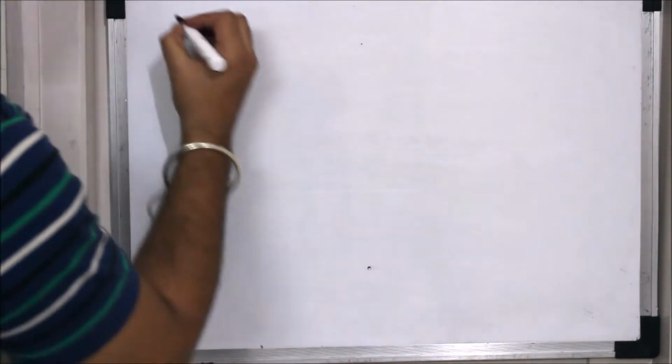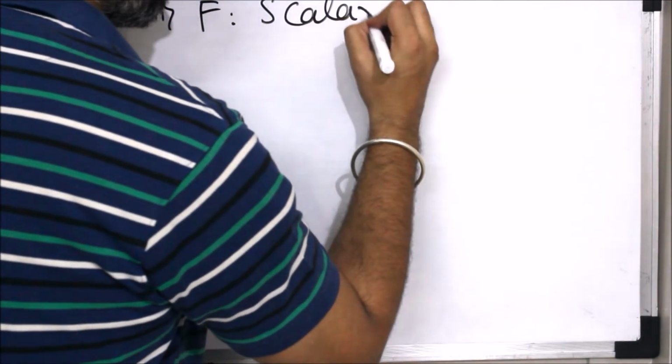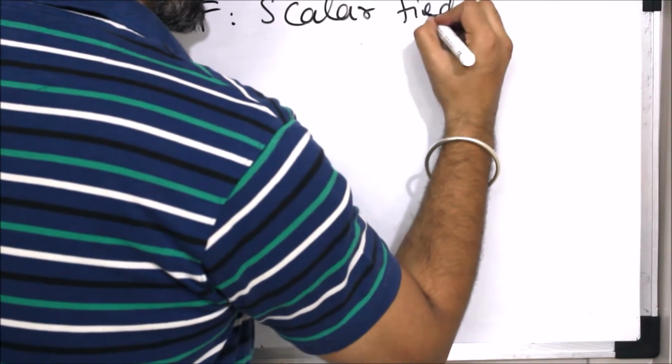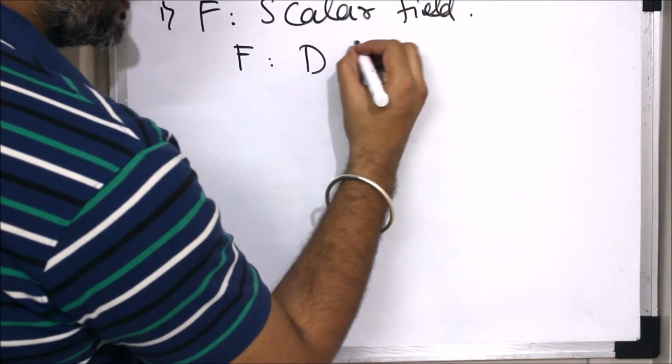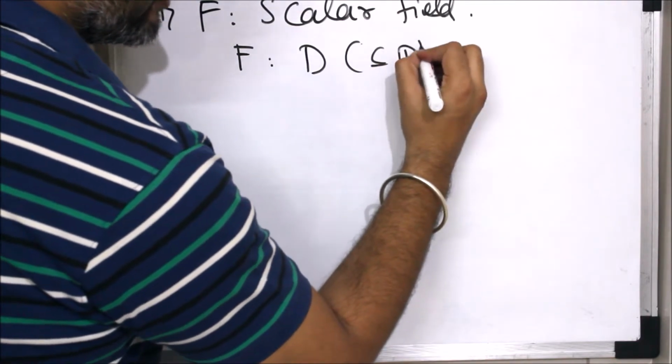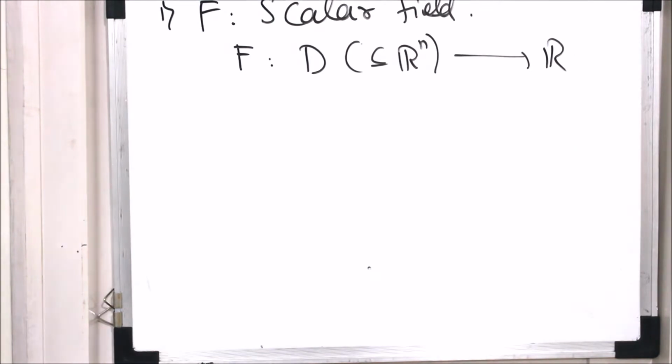That's the question. Now suppose f is a field. f can either be a scalar field or a vector field. Suppose your f is a scalar field. Scalar field means your f is a function from D, your domain, which is some subset of Rn, to the real numbers. Since the output is a real number, we call it a scalar field.